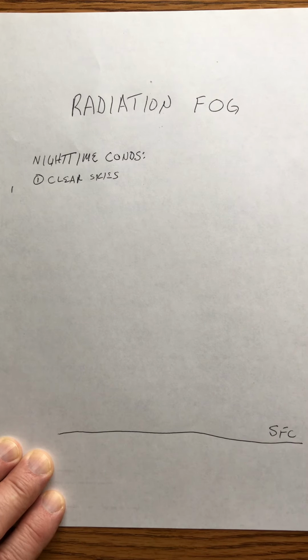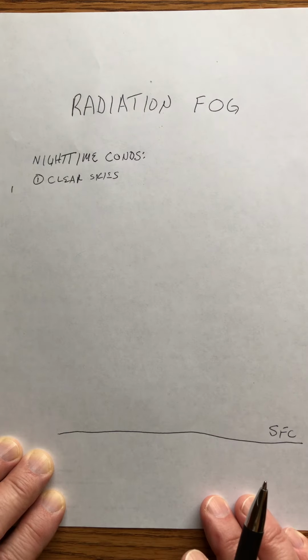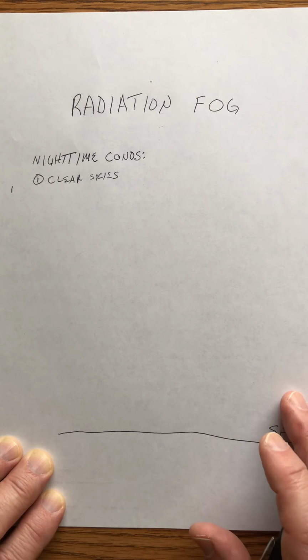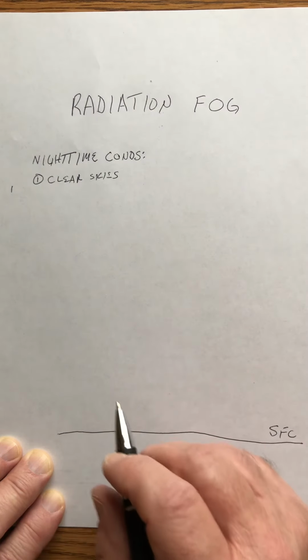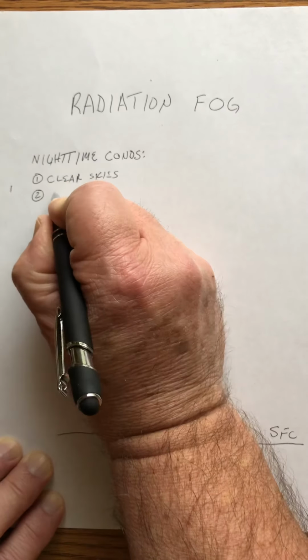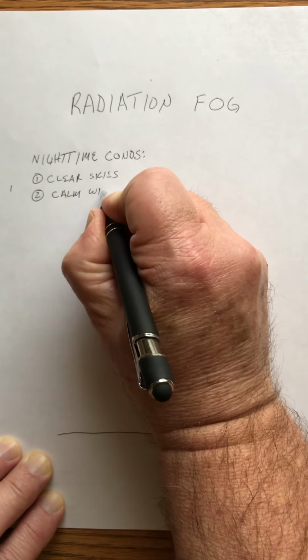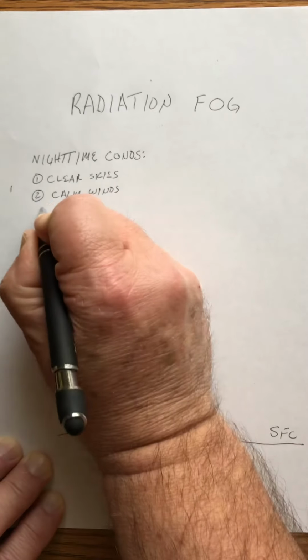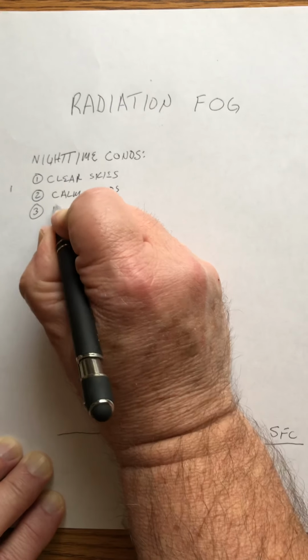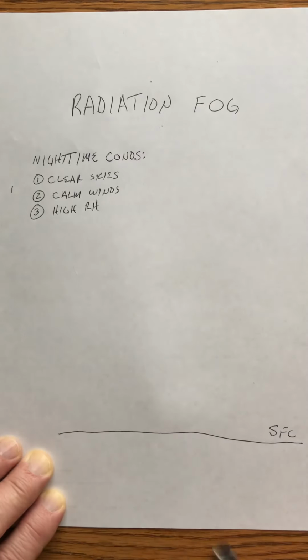Hi class, let's talk about radiation fogs. Radiation fogs are one of the three fogs that form by cooling the air. The conditions under which they form: it's usually a nighttime condition under clear skies. It forms when winds are relatively calm, so either calm or very light winds. And we also start off with a high relative humidity. So those are the initial conditions.